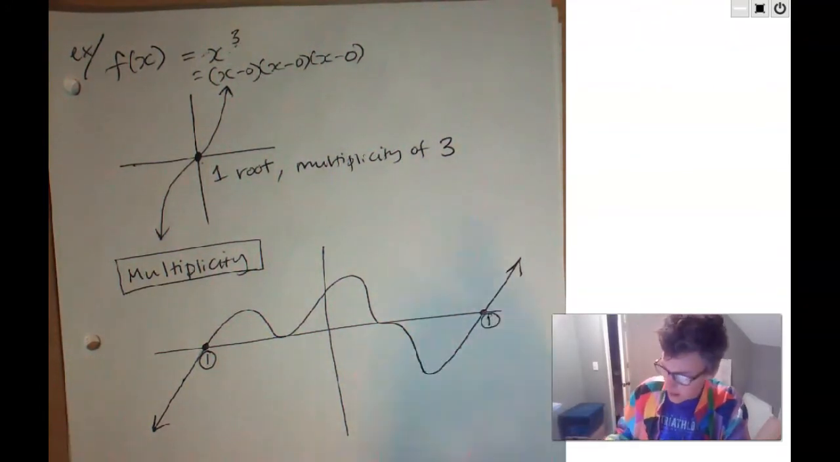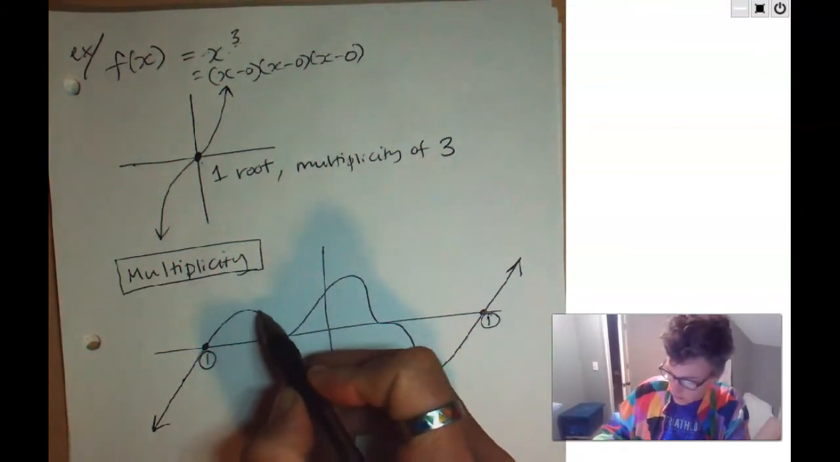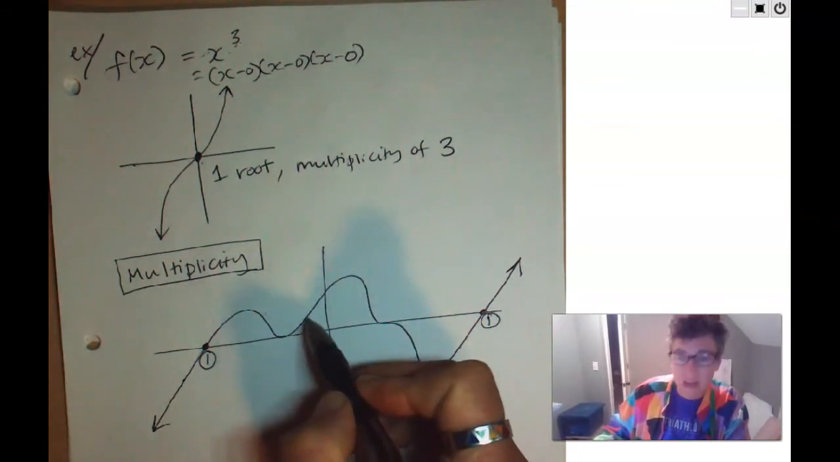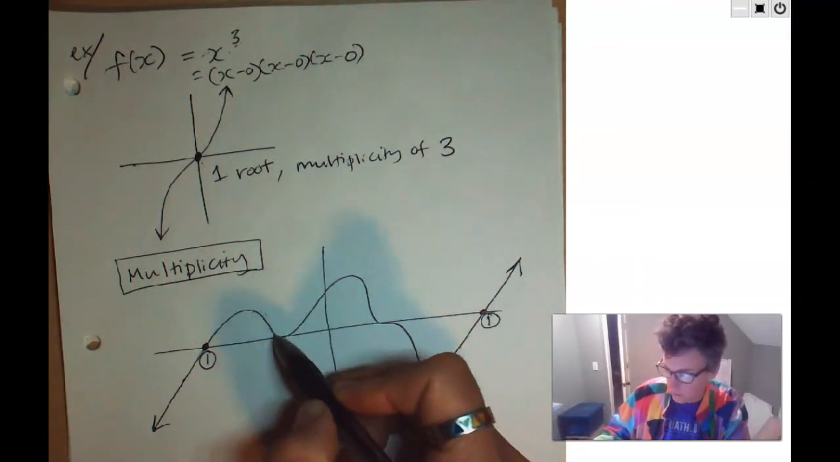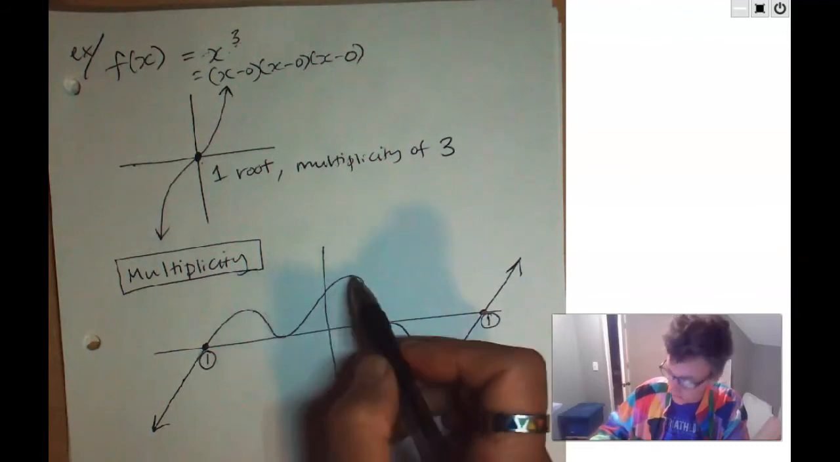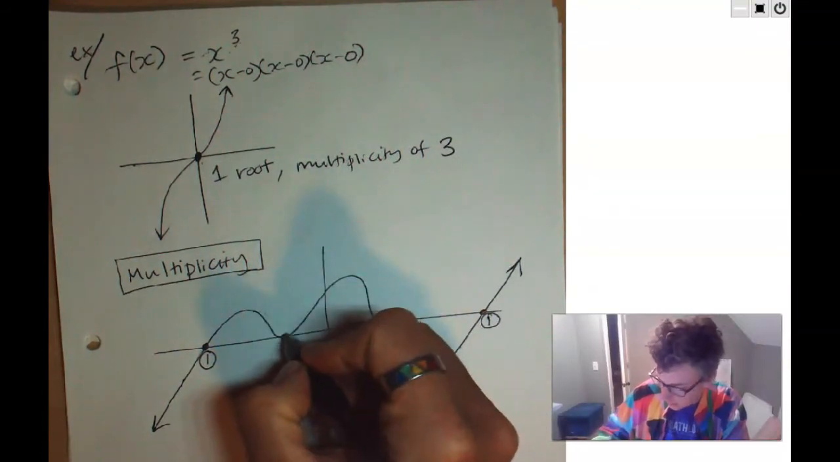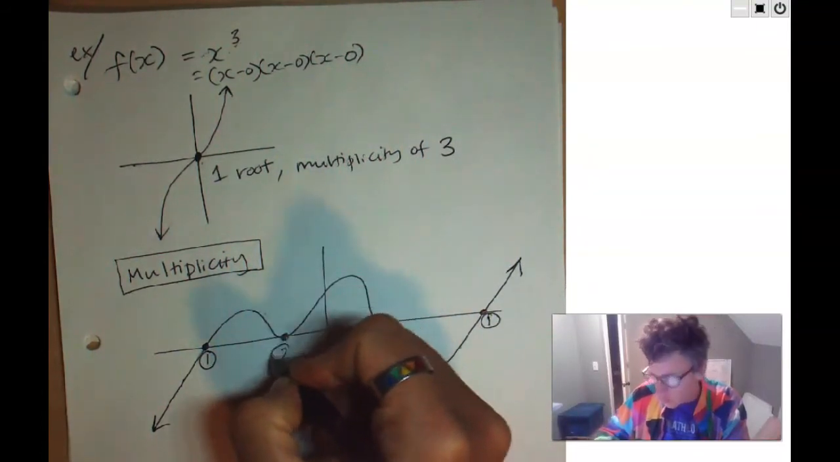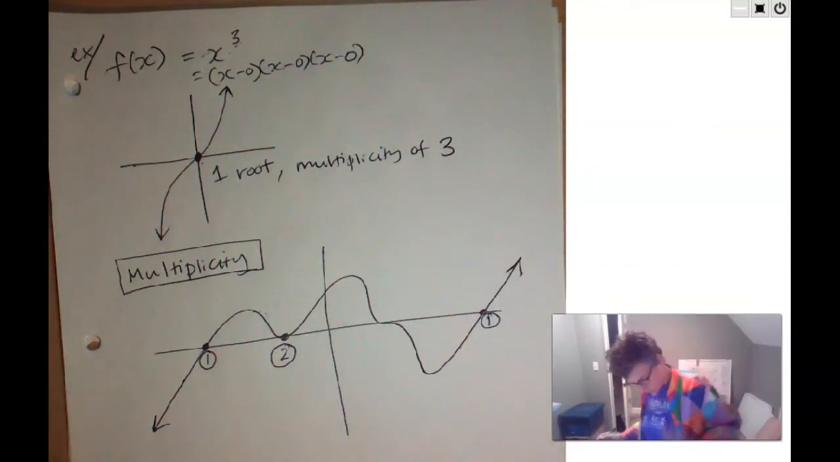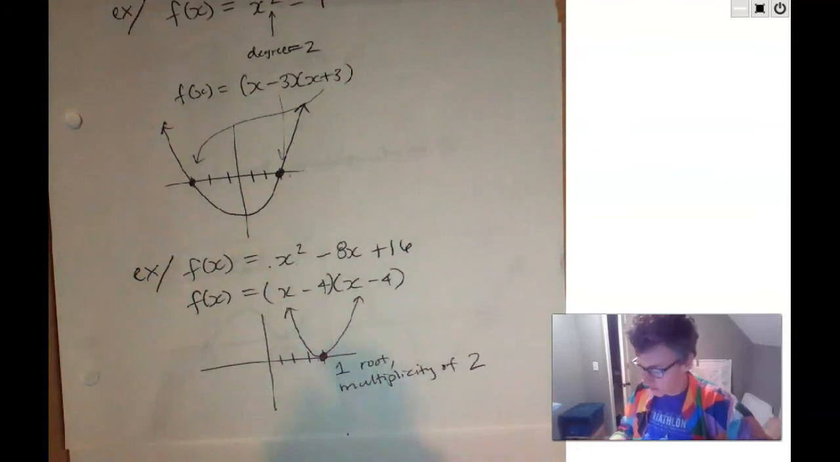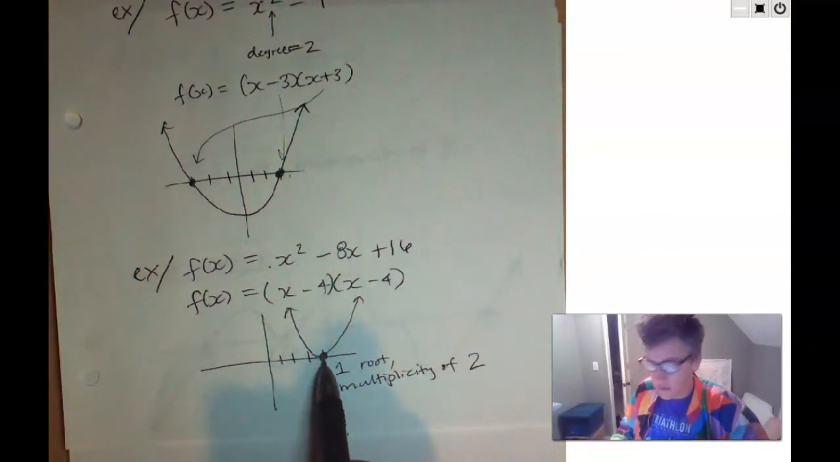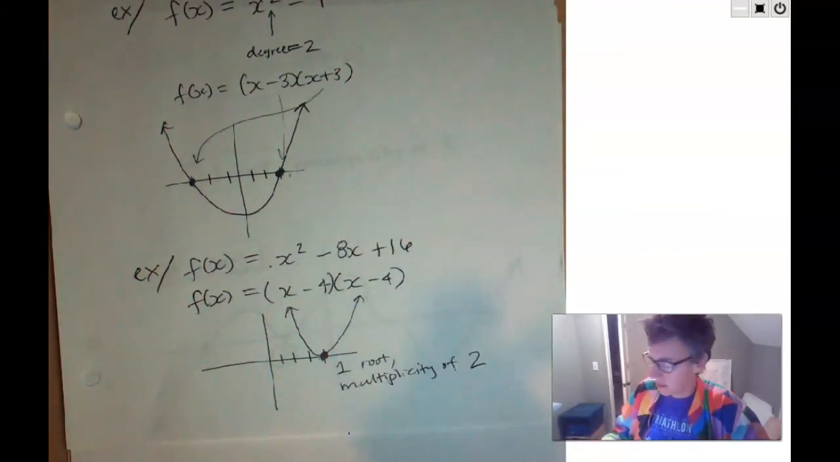Okay? If the graph goes down to the axis, touches it, and goes back up in the same direction, boom, boom, so it bounces off. That is a multiplicity of 2, which we saw in our quadratic function, right? We have this quadratic function, came down, bounced, went back up, has a multiplicity of 2.